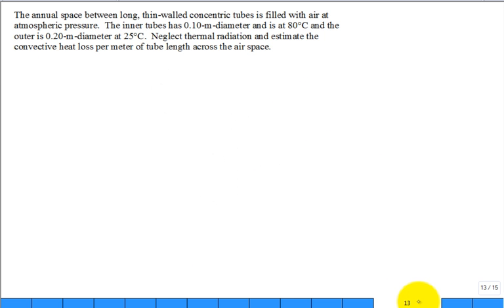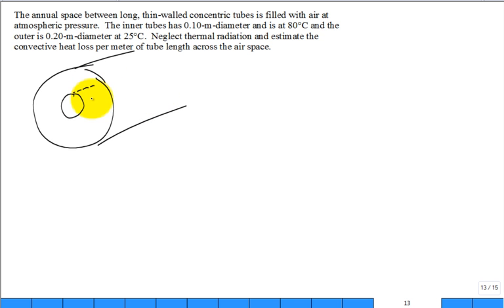Let's talk about heat transfer and natural convection in the annular space. So think about long, thin-walled concentric tubes. Here's the inner tube, here's the outer tube, and they're very long. They go way back like that. The annular space between them is filled with air at atmospheric pressure.